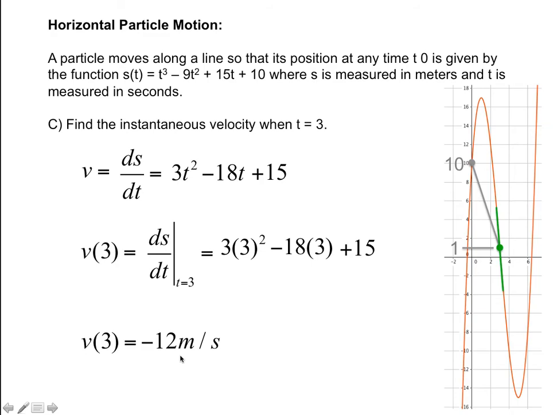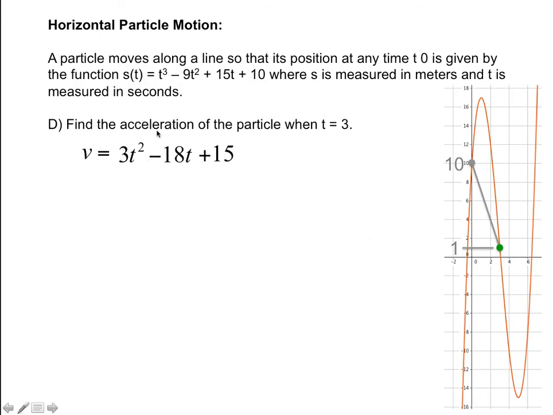Before we move on to part D, this was our average velocity. This is our instantaneous velocity. Our instantaneous velocity shows us what's really happening. The average velocity kind of doesn't. It's kind of like we close our eyes for 3 seconds and we don't care what happens.